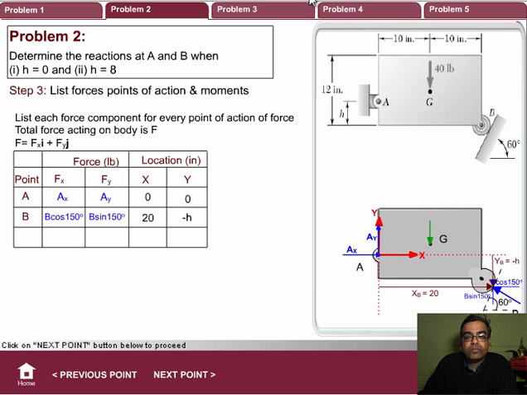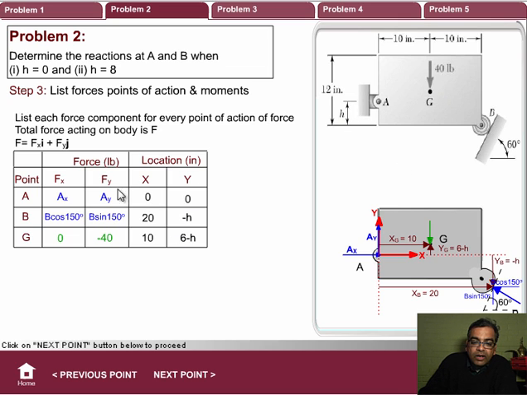And then the last point is G. Where is G? It has to be in the center of this, no? So there is no x component at G. The y component at G is 40, and let's say minus 40 because it's the negative y direction. The x location is 10, the y location is 6 minus h. Well, what's 6? That's the center of this thing, and h is that, so that distance is 6 minus h.